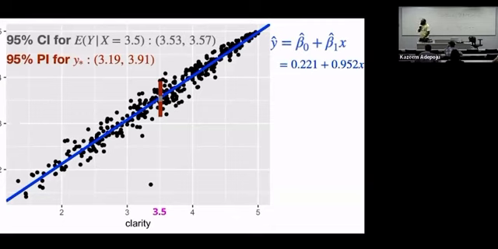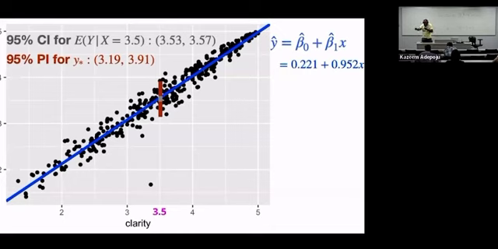Which one has a wider range? Which one out of the two? Is it the average one or the individual one? Can somebody tell me? Which one has a wider range? The individual one. And what does a wider range imply? The wider range is trying to tell you the larger value of the standard error.